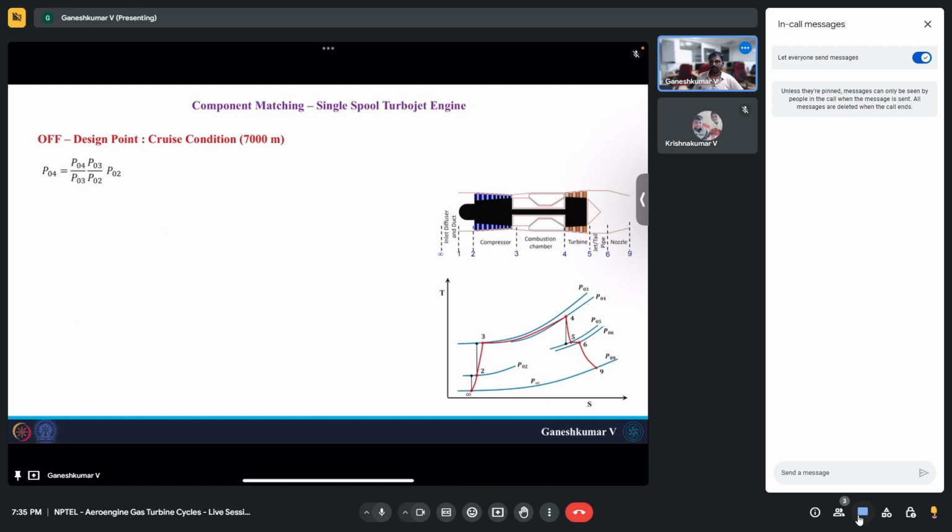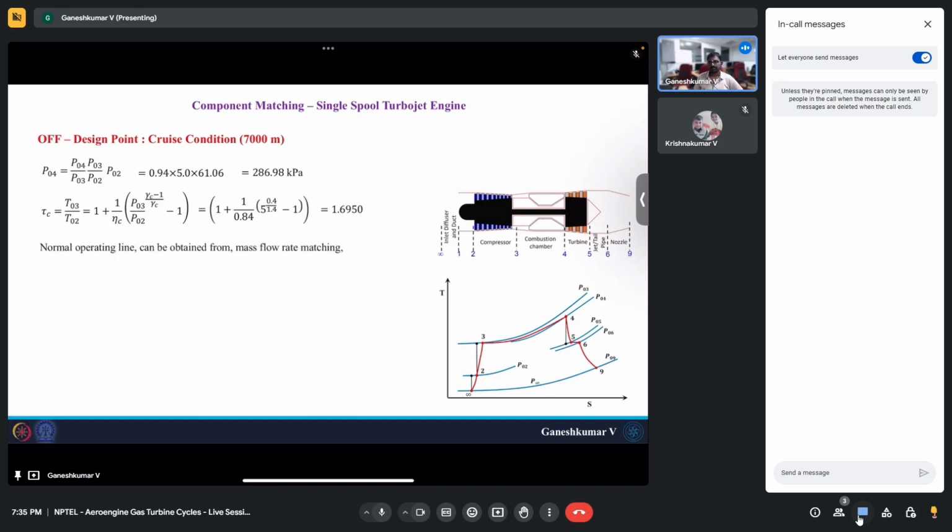In addition, P4 you can find, this is known. Tau c, as I said, you can find the temperature ratio across this compressor, and then you can get the normal operating line. The operating line is nothing but the T04 by T02 that we are interested in. So for that you need to do mass flow rate matching. Okay, so mass flow rate m dot 4 is equal to 1 plus f times m dot c2.